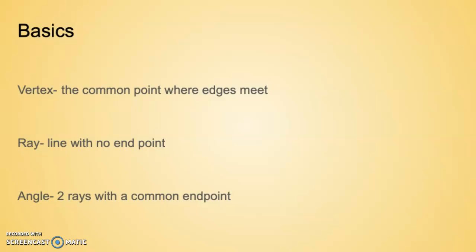First of all, these are the basics we need to know. The vocab: vertex, where the edges meet, it's a common point, and ray, a line that has a starting point but no end point, so it will go on forever because there's no end point, and it's also known as legs and sides. An angle is two rays with a common endpoint. So in other words, an angle can be two rays, two legs, or two sides with a vertex, because another word for common endpoint is vertex.